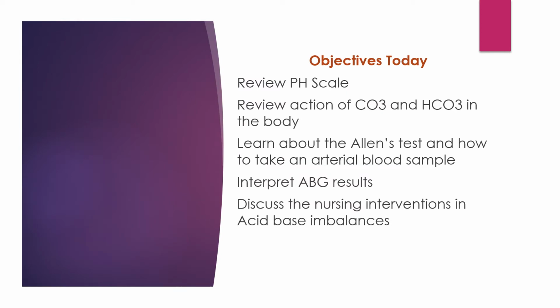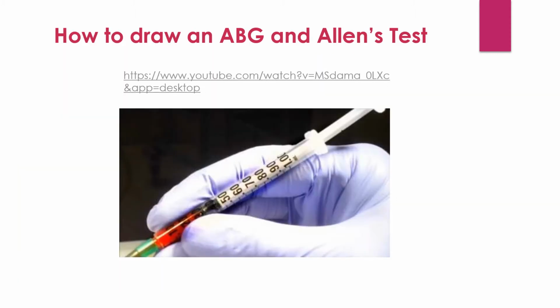The objective for this lesson is to review the pH scale, review the action of carbon dioxide and bicarb in the body, learn about the Allen's test and how to take an arterial blood sample, how to interpret ABG results, and we're going to discuss the nursing interventions in acid-base imbalance. The video shows you how to draw an ABG and the Allen's test.